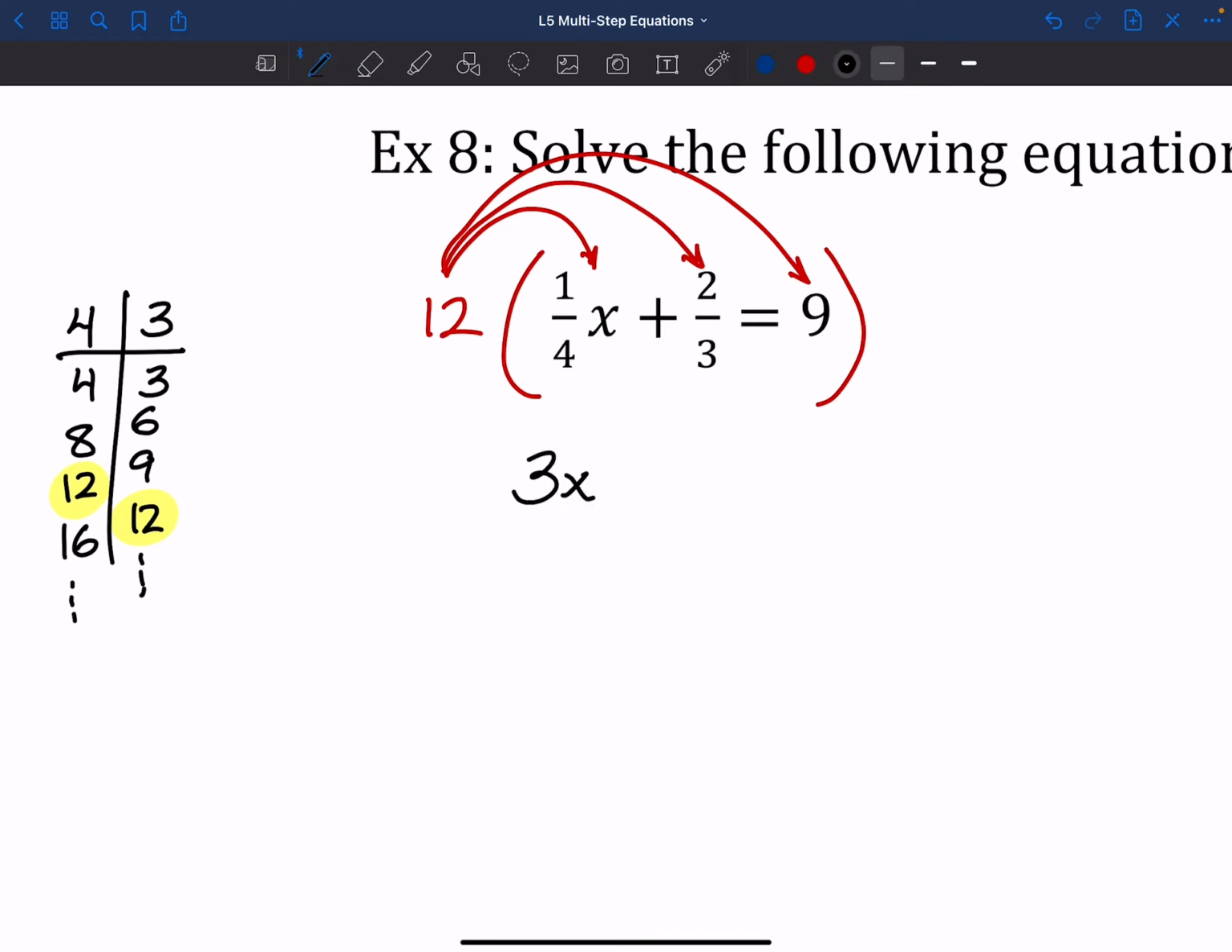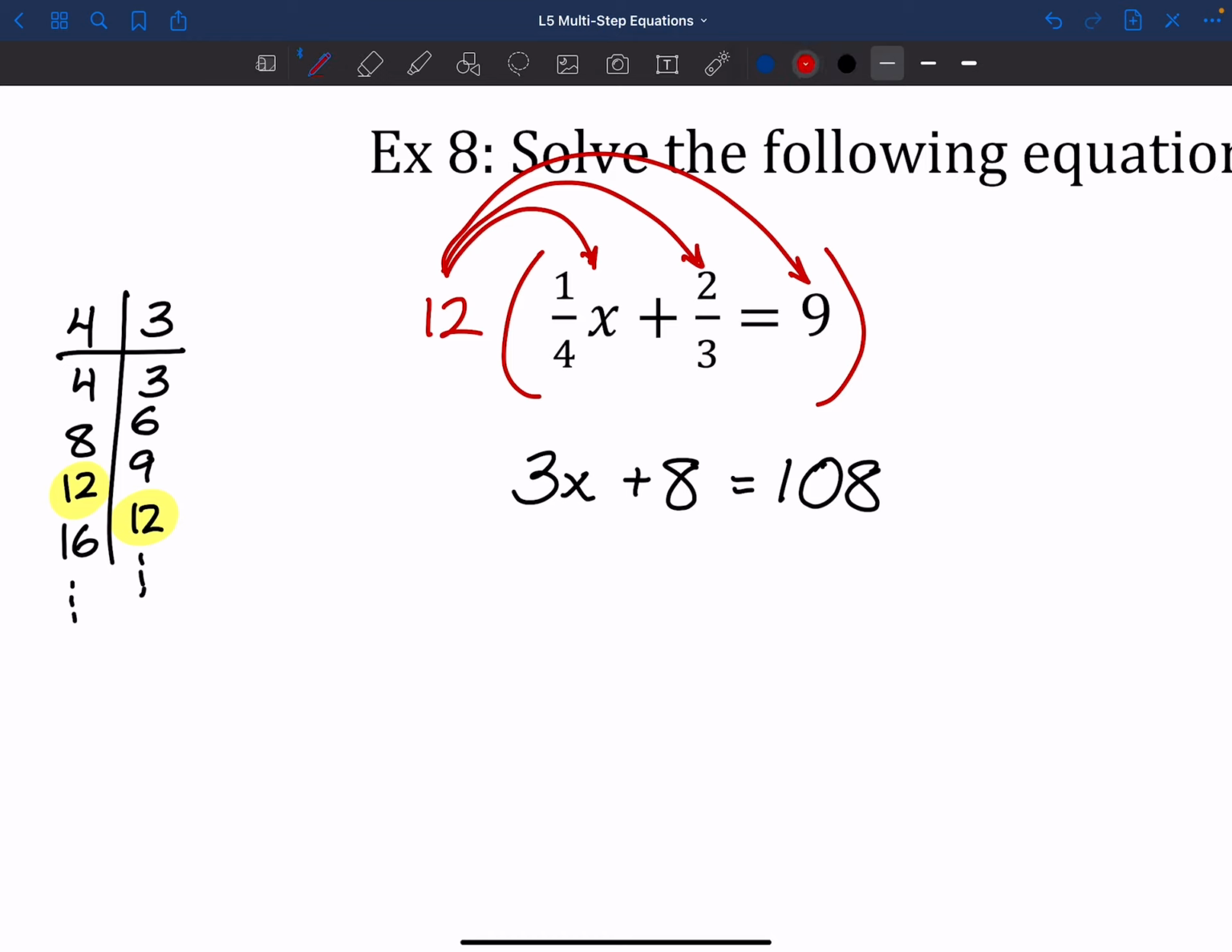Same thing over here. We're going to take this 12 and divide it by what's on the bottom of the fraction. 12 divided by 3 is going to leave me with 4. So I'm going to take this 4 and multiply it by what's on the top of the fraction. So 4 times 2 is going to give me 8. After that, 12 times 9, just easy peasy multiplication. It's going to give us 108.